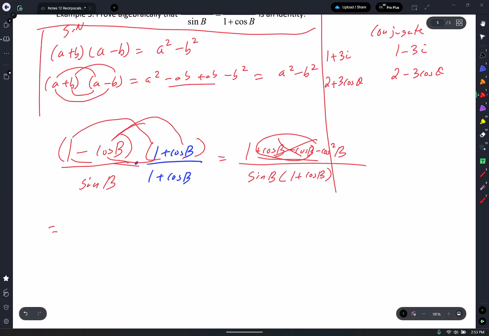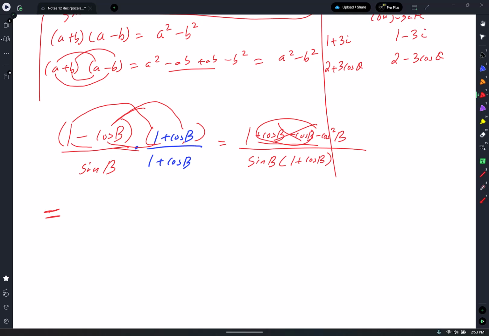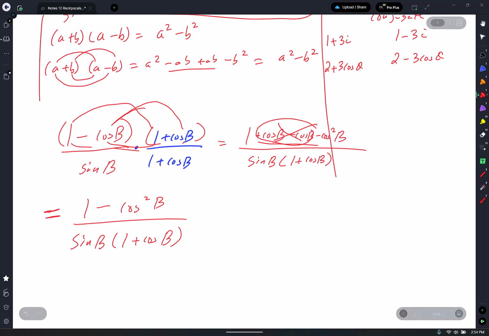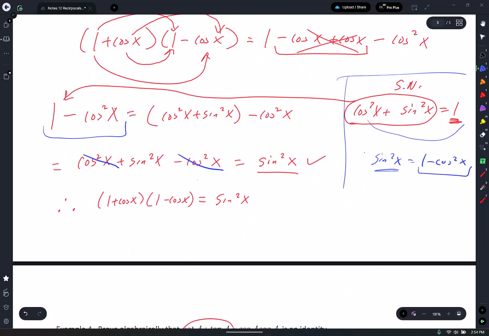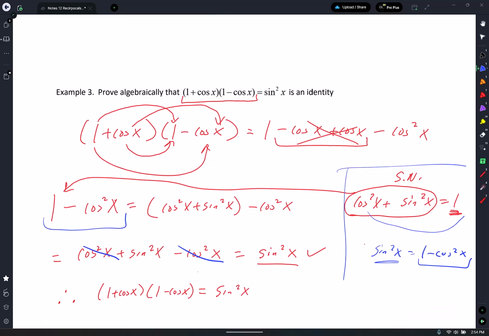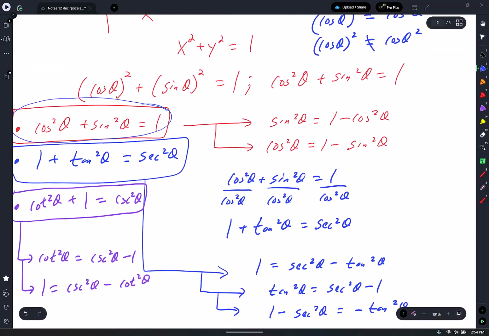Okay, so here's what I have. Equals, here's my next line. I just wanted to go to this. It's okay if you just go right to this next time, as long as you know what you're doing: 1 minus cosine squared b over sine b times (1 plus cosine b). We just did this part a little earlier, at least I think I did. Well, kind of. All right, look over here on page 2.